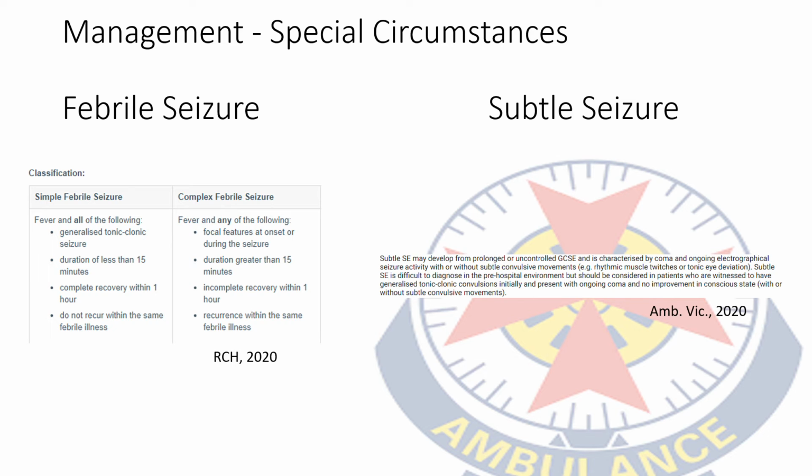The next few slides are some special circumstances that paramedics may encounter. Febrile seizures are seizures in children between the ages of 6 months and 6 years. The growing brain is more sensitive to suddenly raised internal temperatures and causes neuronal abnormalities leading to seizures. Overwhelmingly, these seizures are benign and don't lead to epilepsy.